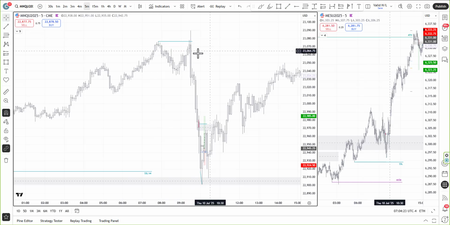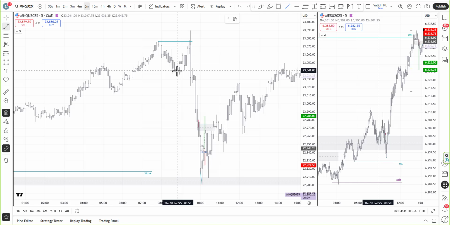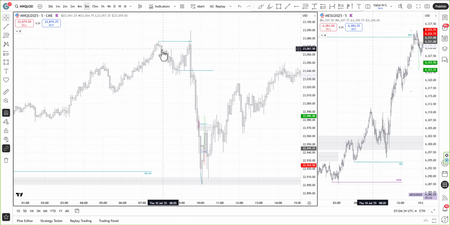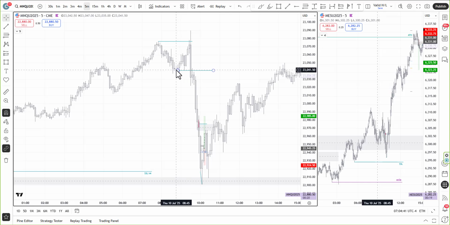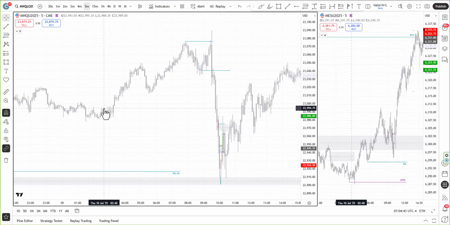It already wicked this high, but actually manipulated beautifully. And this was a classic unicorn setup. So we have a change in the state here on the 5 minutes. You can also draw it here, but this one is of course better. We have the breaker block. We get a significant move down, close below this level, and then the sell-off began.